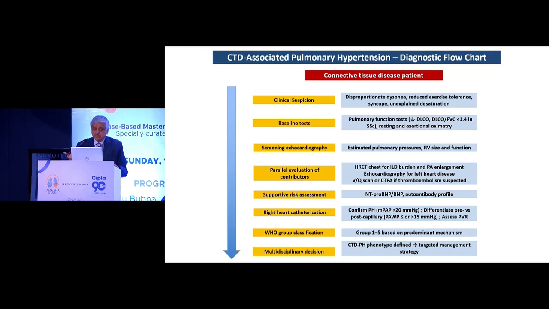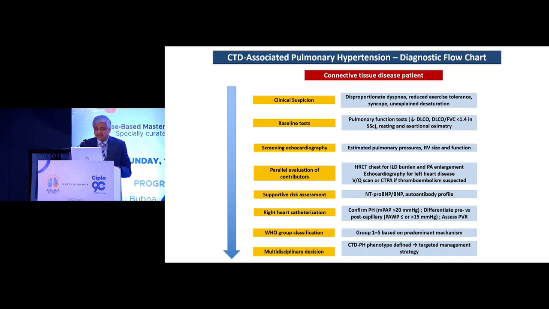Look at other biomarkers, which could be autoantibody profile, NT-proBNP. Think of a right heart catheterization. I think it's important to get that done. Then classify your patient. Which group does this patient belong to? Because each group can be there. And then have a multidisciplinary discussion in terms of what is the best form of treatment that you want to give to your patient.